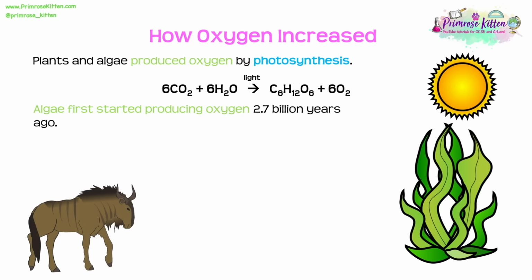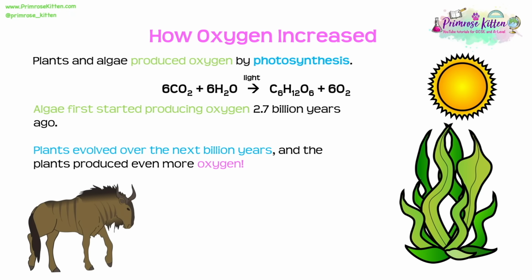Over time, the carbon dioxide levels came down and the oxygen levels increased. Now, we need to understand why the oxygen levels increased. We should understand that plants and algae began to evolve. And as they evolved and grew, they produced oxygen by photosynthesis. Now, the algae first started producing oxygen as far back as 2.7 billion years ago. So a really, really long time ago. The algae were there first, and over time, plants evolved.